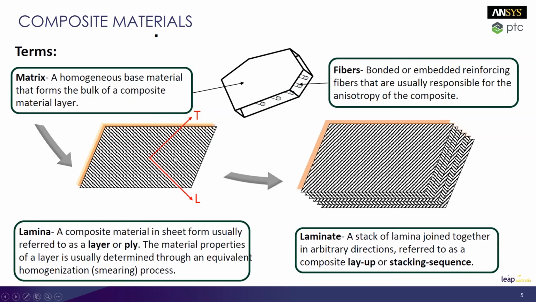So a lamina is what we would call a single layer of a composite. I might also call this a layer or a ply, so a single ply of material, and then we would build up these plies into a laminate, and that's going to have information in it such as the stacking sequence and the orientations.